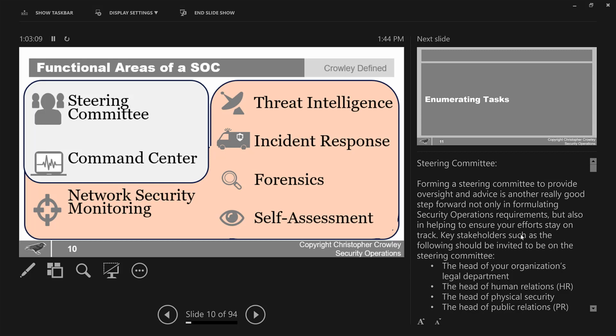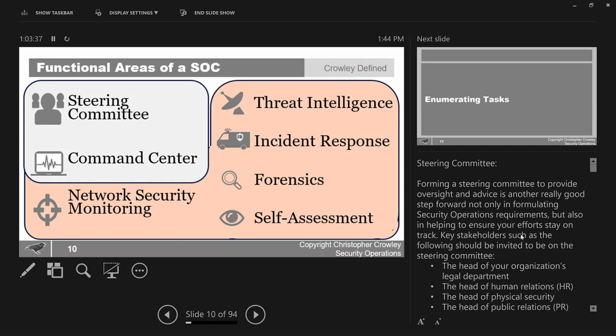The steering committee I put as part of the SOC, but it's also comprised mostly of people external to the SOC. And the steering committee is where you should be presenting your metrics and showing that you're meeting your service level obligations that you've established with the organization. And this is where the organization can complain to you and say, hey, you're not doing the right sort of job for us. We have problems. We have issues with the way that you're doing it. Okay? This is the interface.